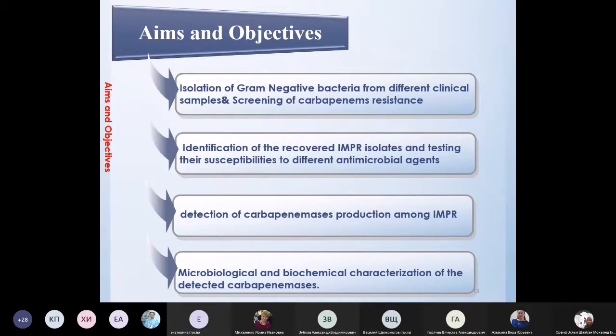So our aim and objectives were isolation of gram-negative bacteria from different clinical samples and screening of carbapenem resistance among them. After that, we identified the recovered imipenem-resistant isolates and tested their susceptibility to different antimicrobial agents, and detected carbapenemase production among imipenem-resistant isolates. And in the final, we made microbiological and biochemical characterization of the detected carbapenemases.